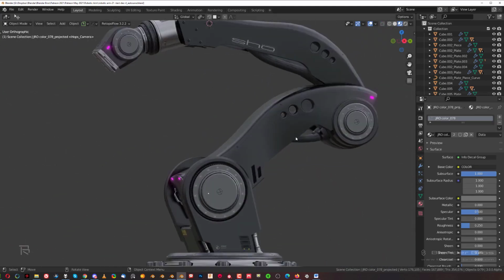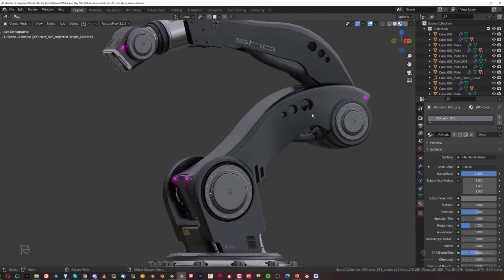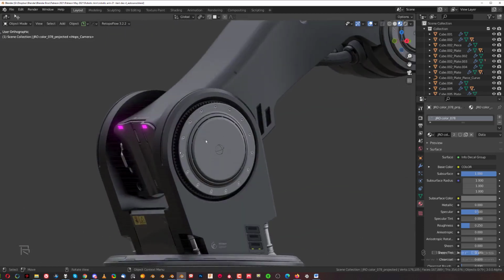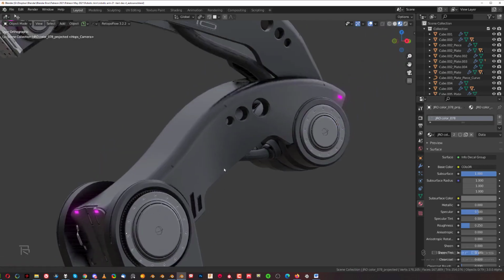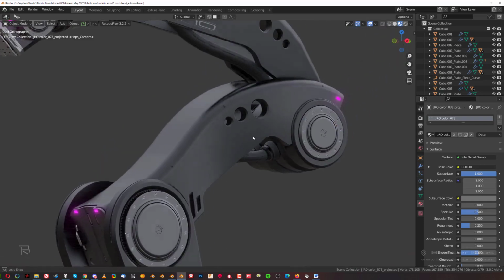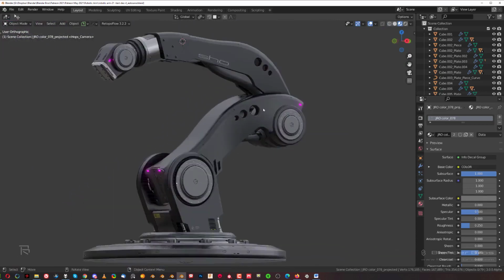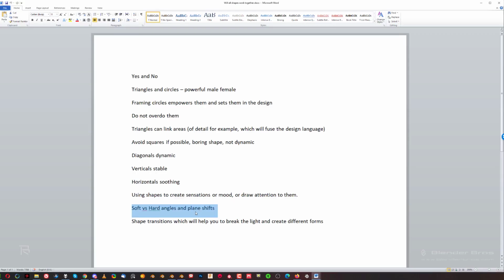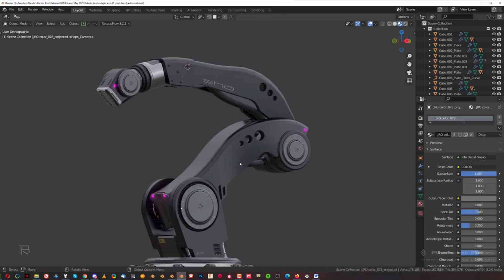If this was flat, you would have a constant level of lighting on this surface, okay? Constant level of brightness and darkness. So I wanted to create some interest with shadows by changing the form. You can play with plane shifts and angle shifts, and you can play with soft shapes versus hard shapes to create very interesting balance in form, right?